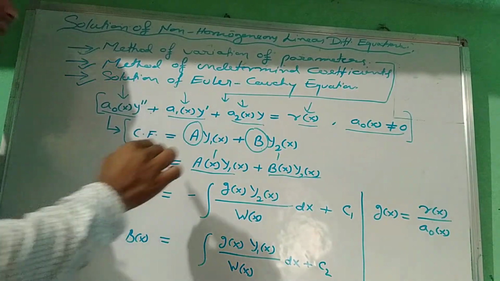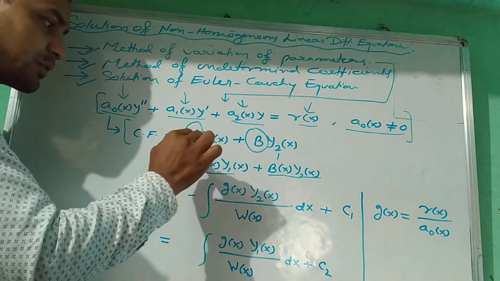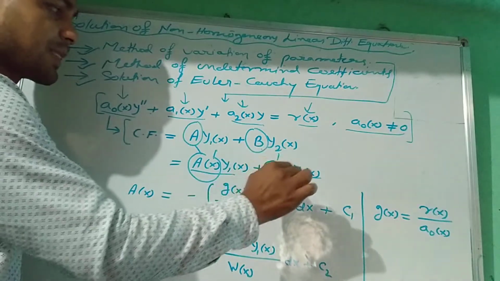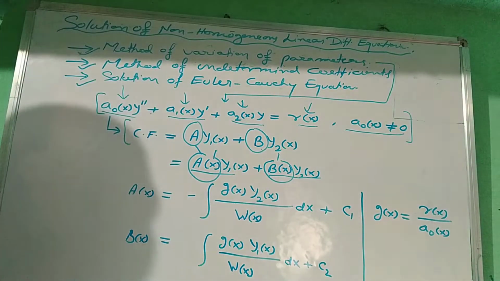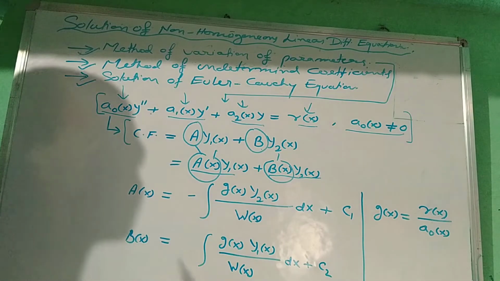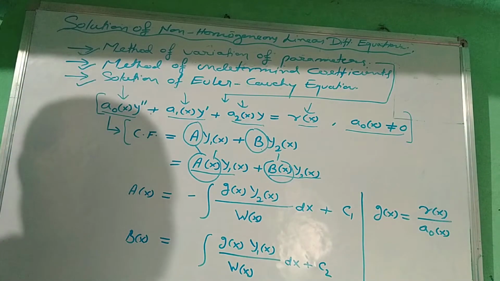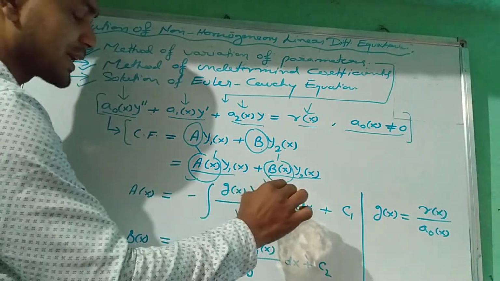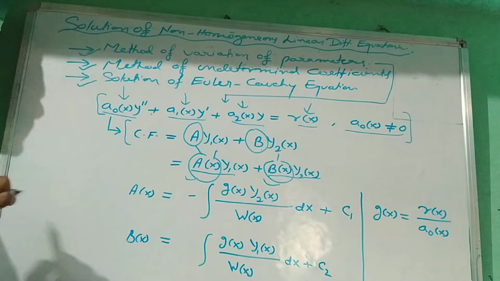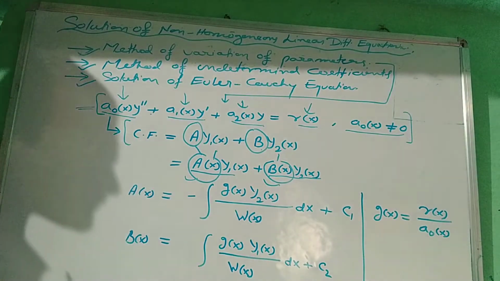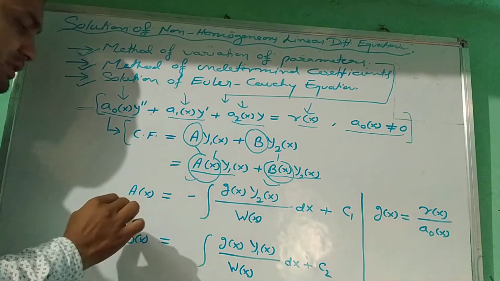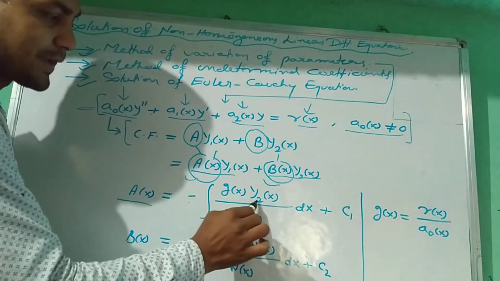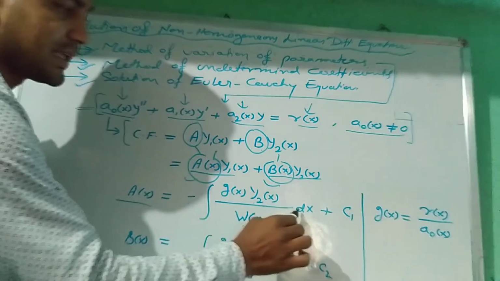Let us consider that in place of these arbitrary constants, these are functions of x. Then, without finding the particular integral, we need the values of a(x) and b(x) for finding the general solution of this type of differential equation. The value of a(x) equals minus the integration of g(x) y2(x) upon the Wronskian W(x) dx plus c1.